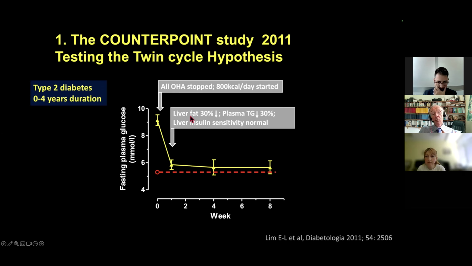This fall was due to the liver fat. Now, we had developed magnetic resonance methods for measuring fat inside the liver, fat inside the pancreas. They were revolutionary back in 2011, but now it's ordinary.